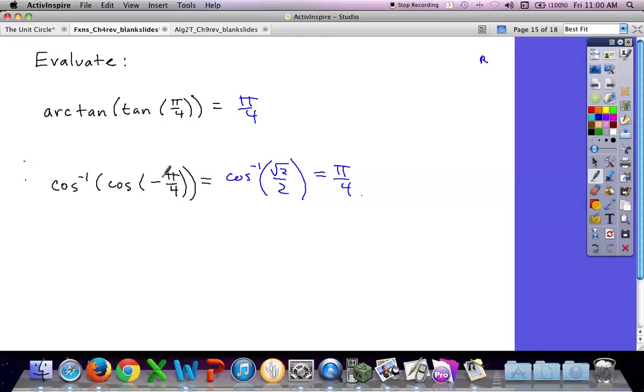So whenever you get a function and its own inverse, it's all about domain. And remember, for sine and tangent, we're looking in these two quadrants. For cosine, we look in these two quadrants. Negative pi over 2 to pi over 2, 0 to pi. And we know that the sine and cosine always go between negative 1 and 1. Tangent is all real numbers.